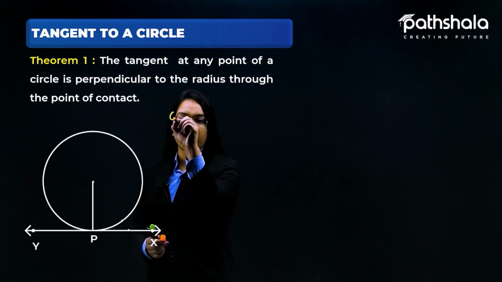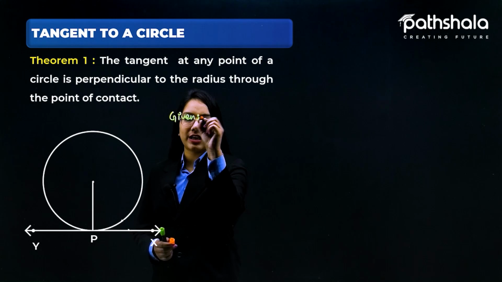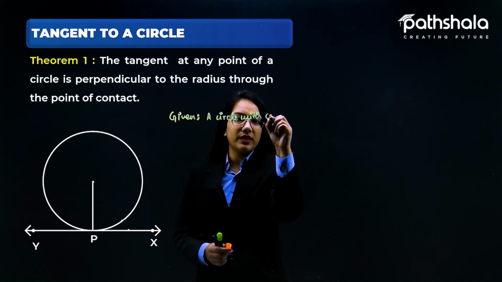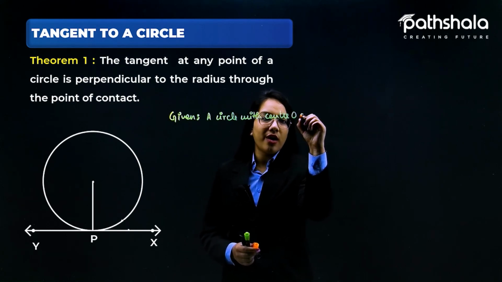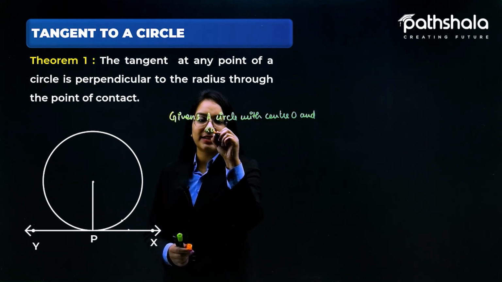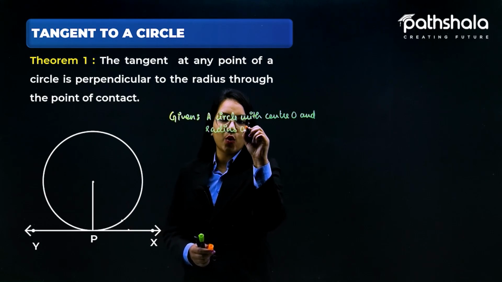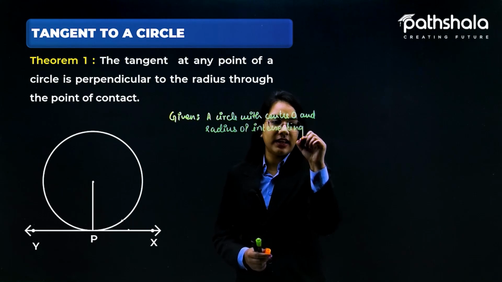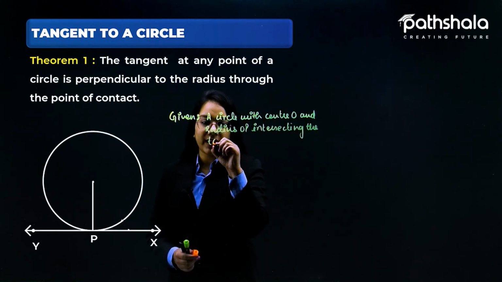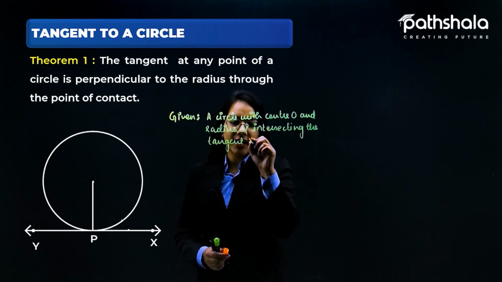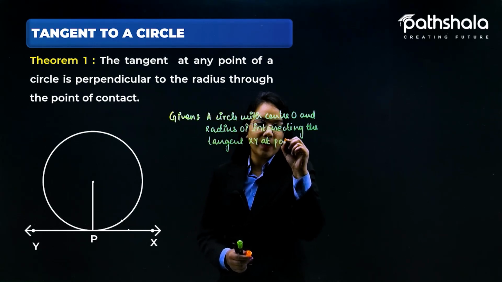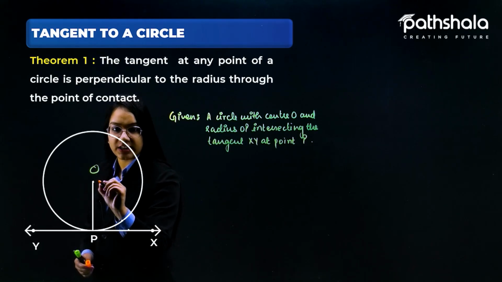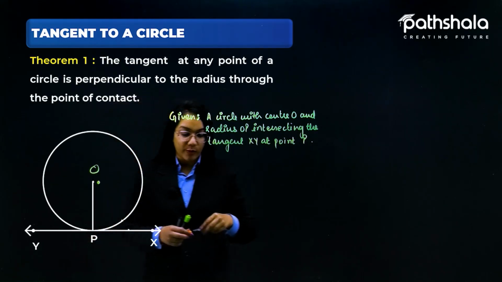Let us suppose we have a circle with the center O and radius OP intersecting the tangent XY at the point P. So let us take the point of contact as this particular point P.